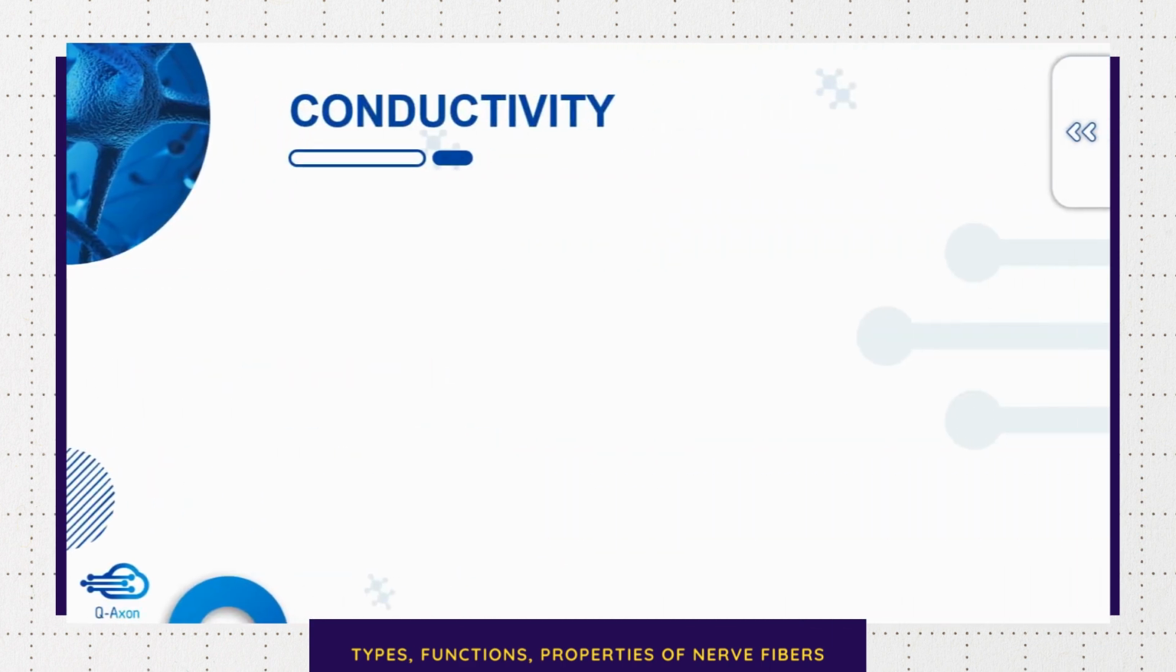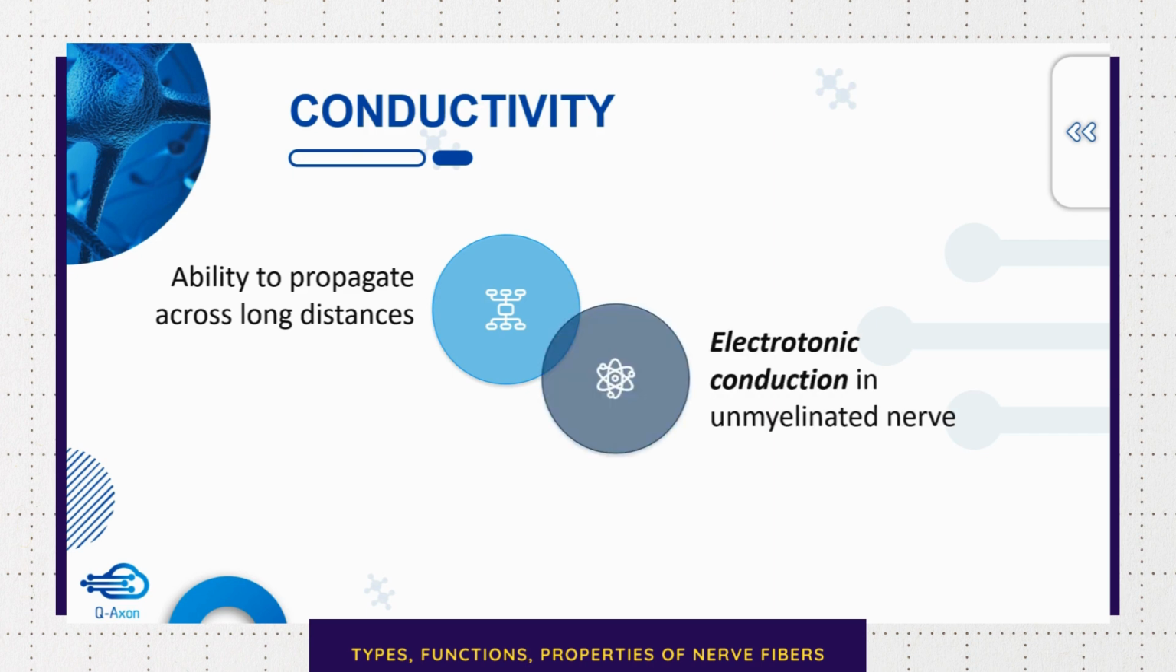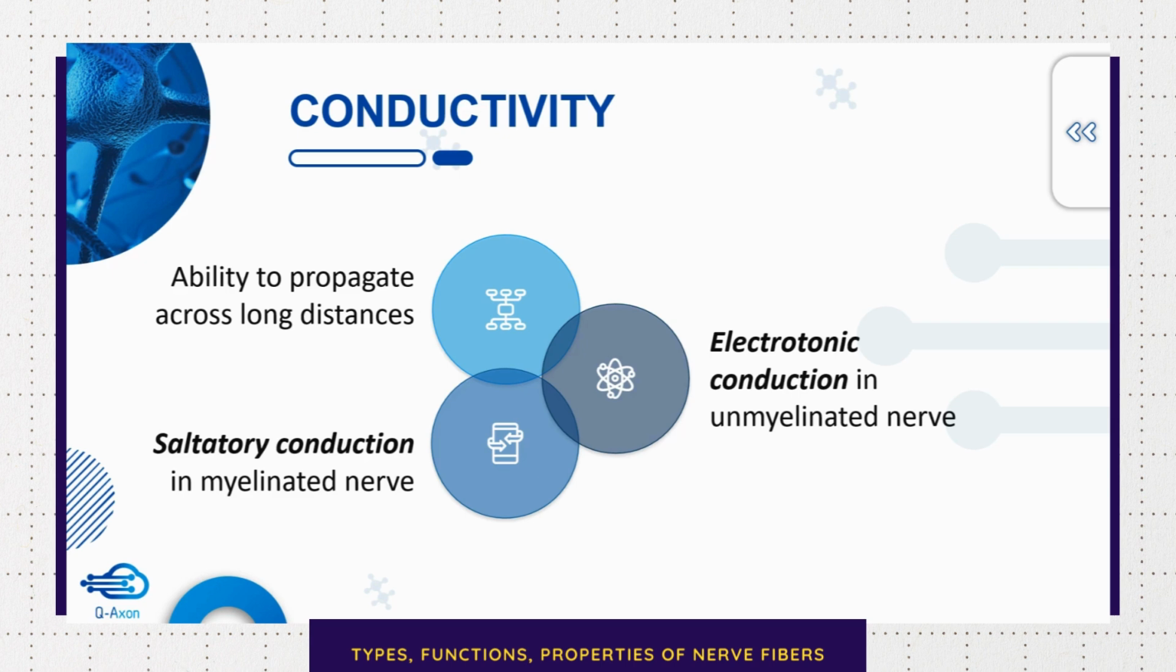Let's now discuss the property that defines the nerve, that is conductivity. So conductivity is the ability of a nerve to transmit signals across long distances. Now conductivity differs between myelinated and unmyelinated nerves. In the unmyelinated nerve, conduction is electrotonic, whereas in the myelinated nerve, it is saltatory.